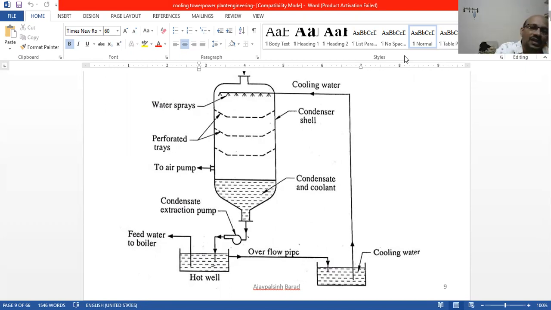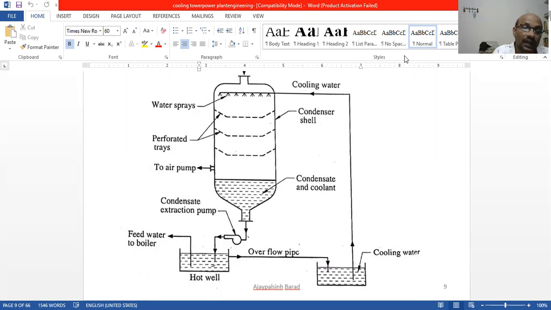Whenever the steam is entering into that chamber, the steam is going to mix with this cooling water, and it is converting into water. At that time, hot water will be there. Why? Because steam is at a temperature of 100 degrees centigrade.